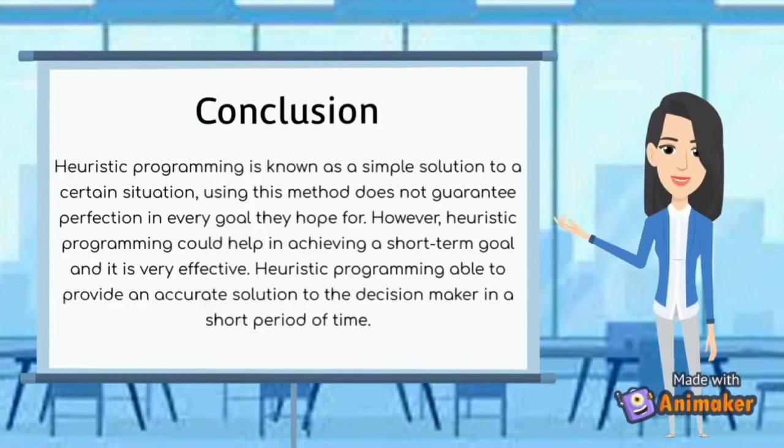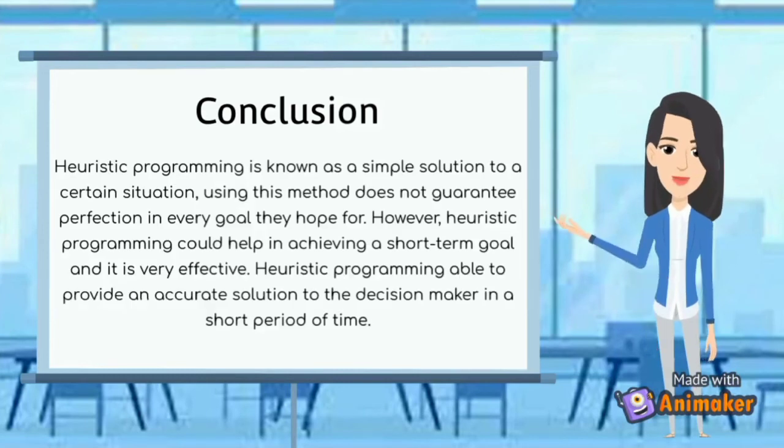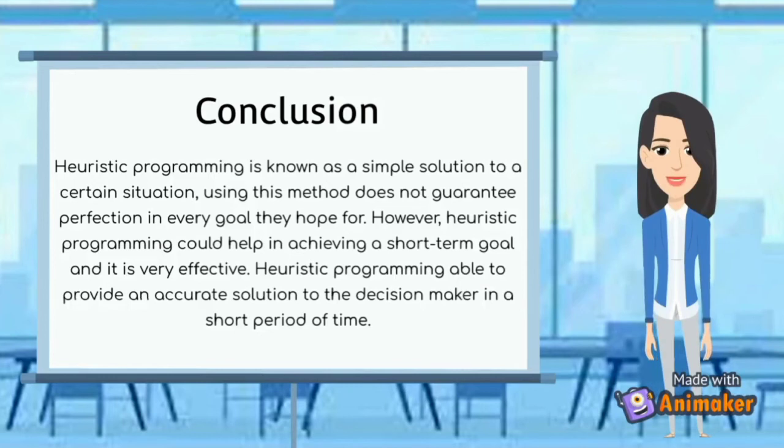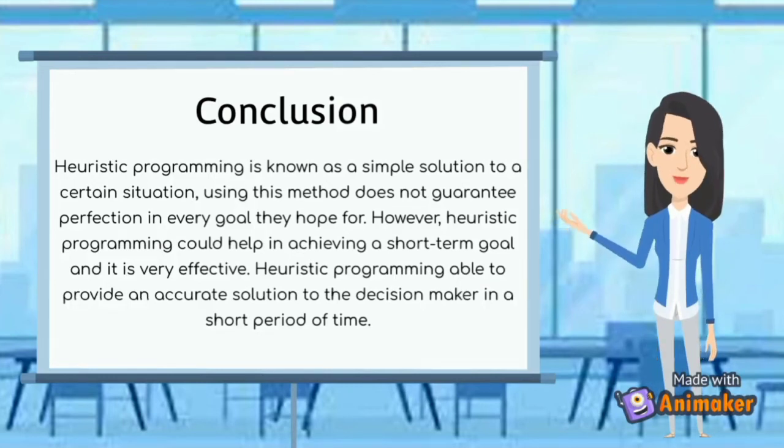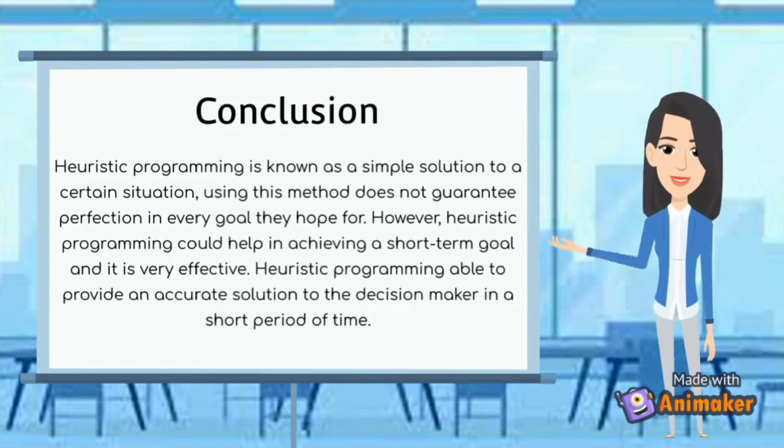In conclusion, heuristic programming is known as a simple solution to a certain situation. Using this method does not guarantee perfection in every goal they hope for. However, heuristic programming could help in achieving a short-term goal, and it is very effective. Heuristic programming is able to provide an accurate solution to the decision maker in a short period of time.